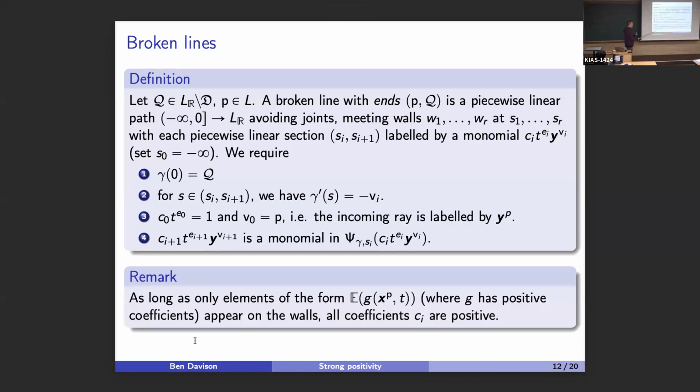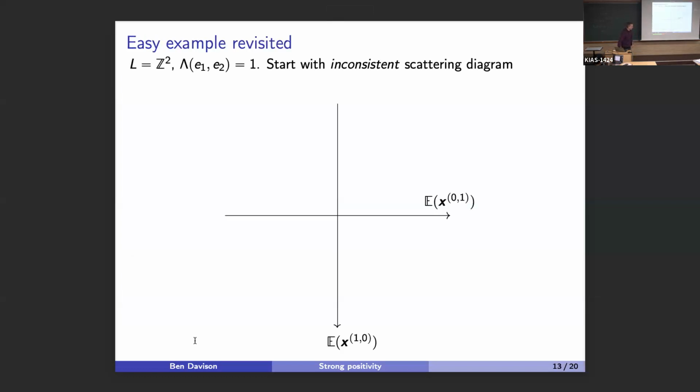But let me just make a remark. So why go through this pain? This is the key thing, and it's a very elementary observation. So as long as the functions on the walls have positive coefficients, then every time my broken line goes through a wall, and whatever its labeling monomial is gets replaced by a new one, it will also have a positive coefficient. And that's obviously quite a leading fact. So let's very quickly get on to some examples.